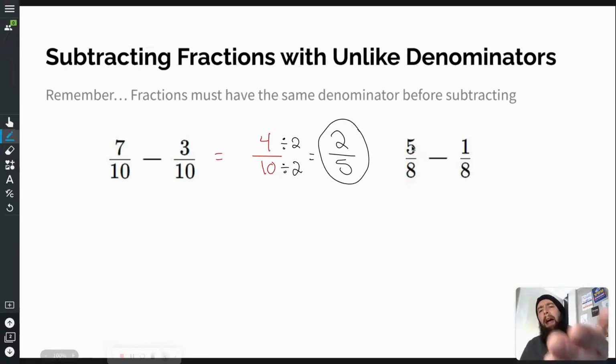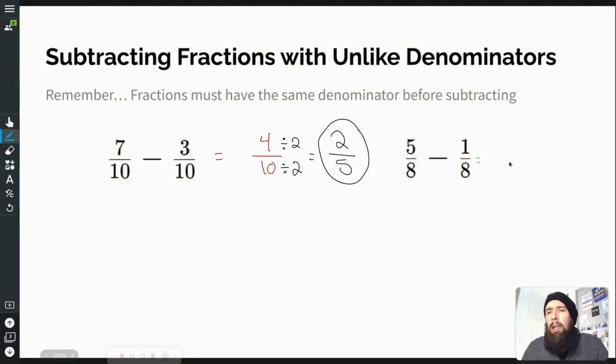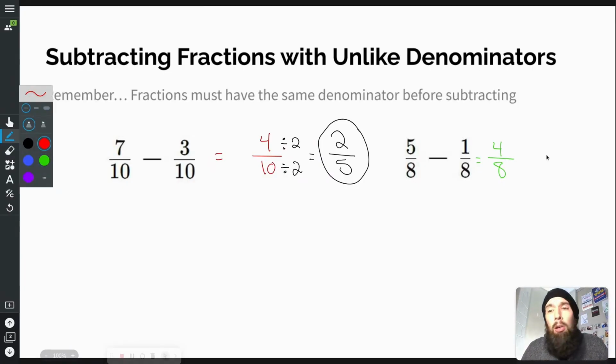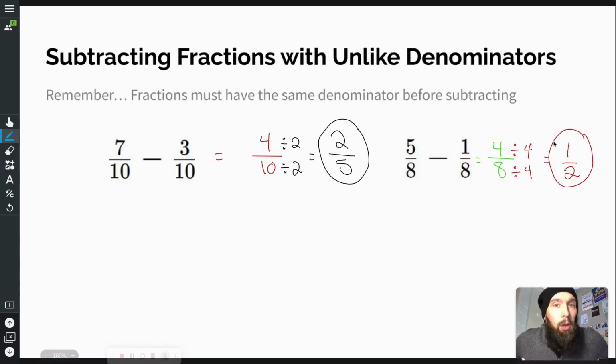Similarly over here, we have 5 over 8 minus 1 over 8. Now, if you have the same denominators, keep the denominator as it is. Subtract the numbers in the numerator. 5 minus 1 is 4. Now you take a look at what you have left over and realize not only can I divide those both by 2, I can divide them by 4. So I'm going to do that. Divide by 4, divide by 4. 4 divided by 4 is 1. 8 divided by 4 is 2. So we get 1 over 2, 1/2.